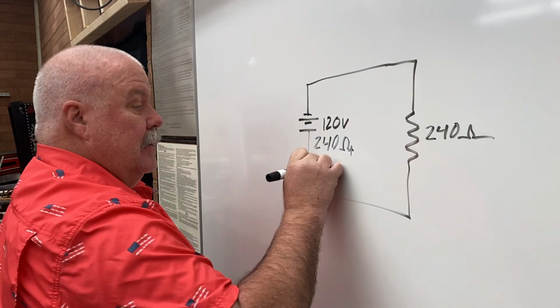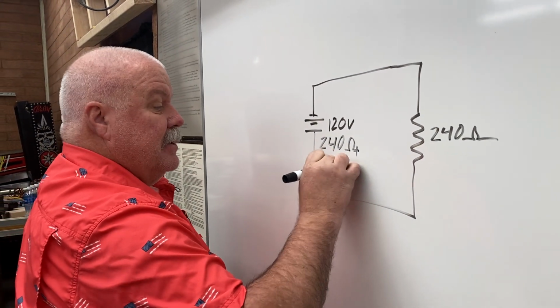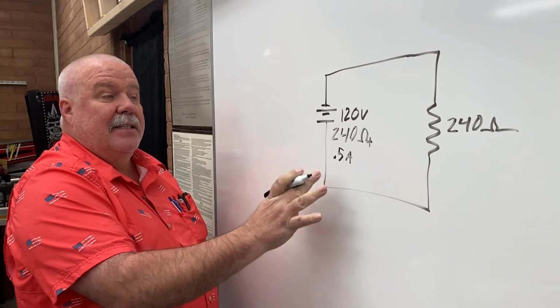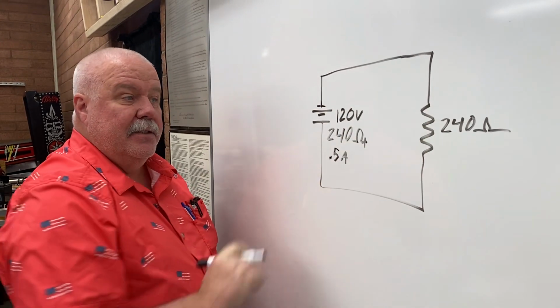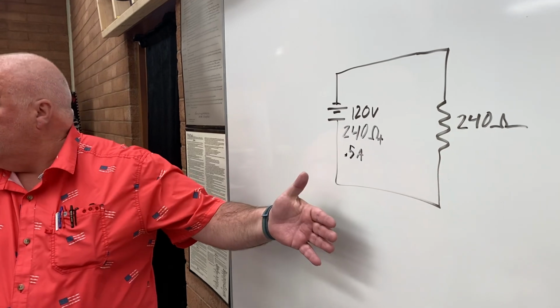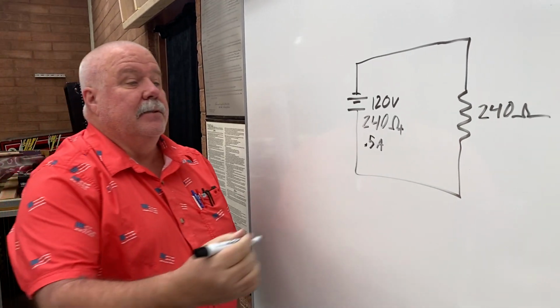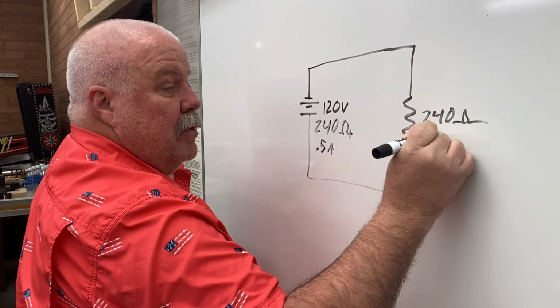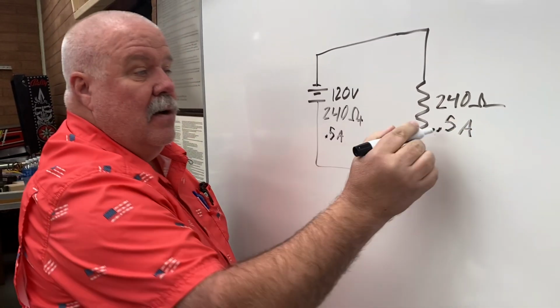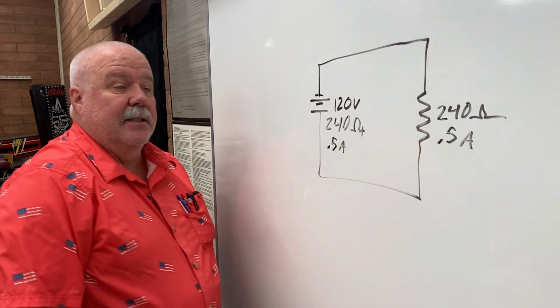0.5 amps. And this 0.5 amps is going to be exactly the same at every part of this circuit. Every part of the circuit is going to have the same 0.5 amps. So I can go ahead and put 0.5 amps on the current flowing through this resistance.